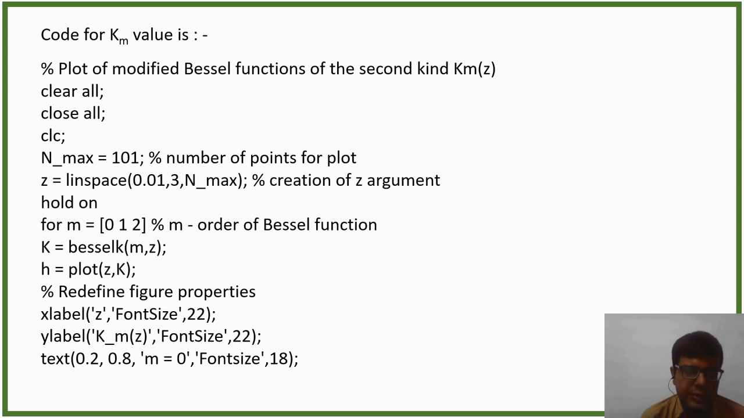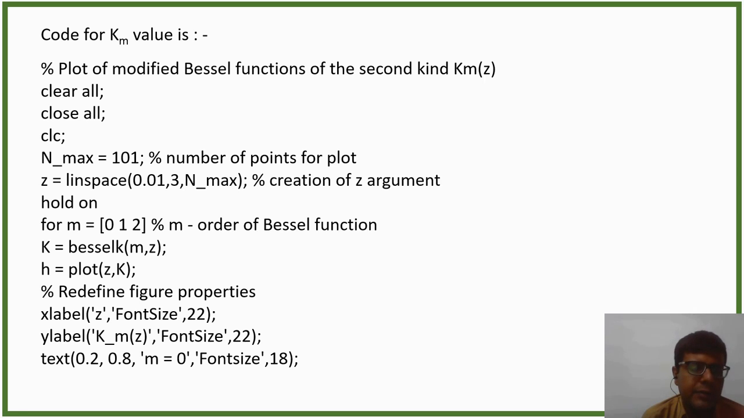This slide shows the code for K values. We define the plot of the modified Bessel function of the second kind, Km. Then we have clear all, close all, clc. We define the nmax value. We define z as linspace from 0.01 to 3 and nmax, how many points we want to generate. Then we have hold on. Then we have the first three values of m defined, and we have k equal to besselk. This is the inbuilt function for the Bessel function of the second kind, Km(z).